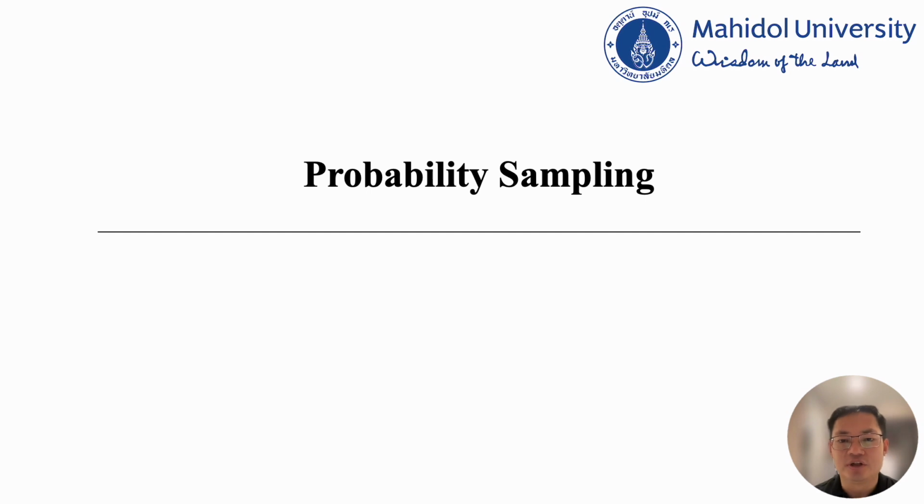There are 5 types of probability sampling: simple random sampling, systematic random sampling, stratified random sampling, cluster sampling, and multi-stage sampling. Each method has its advantages, depending on the research question, resources, and population structure.